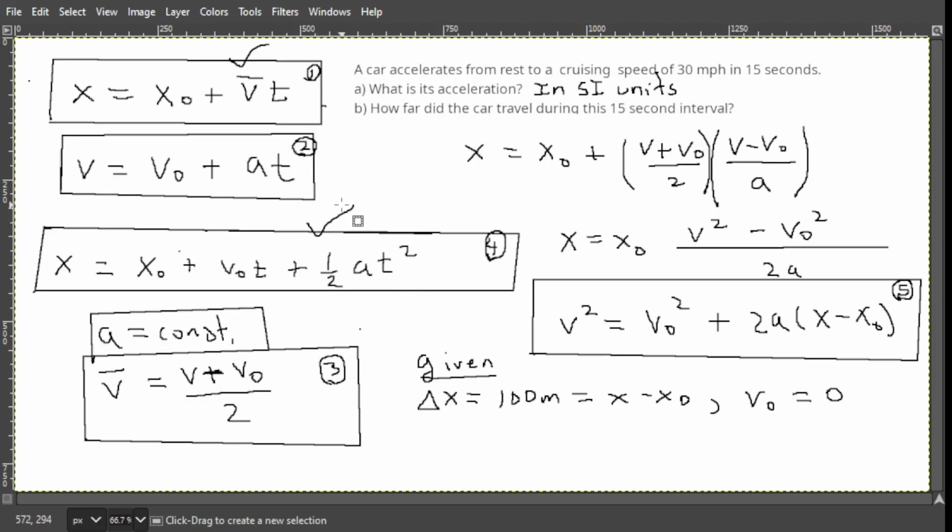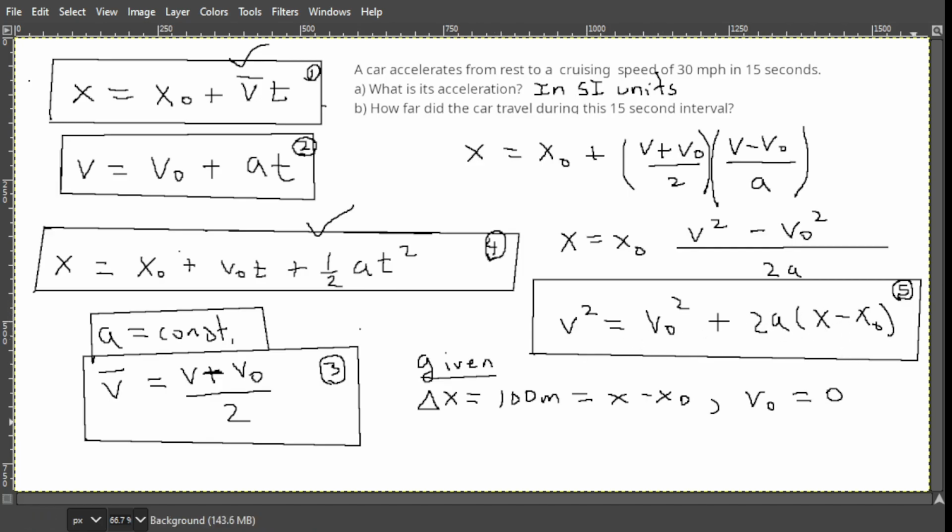So suppose the problem statement is a little bit different. Suppose the problem statement is given that the car accelerates from a speed of 0 to 30 miles per hour in a displacement of 100 meters. So let's say instead of telling us the time it takes to make that displacement, they give us the displacement. They say a car accelerates from 0 to 30 in a displacement of 100 meters, or makes a displacement of 100 meters during that acceleration up to cruising speed. What's the acceleration?